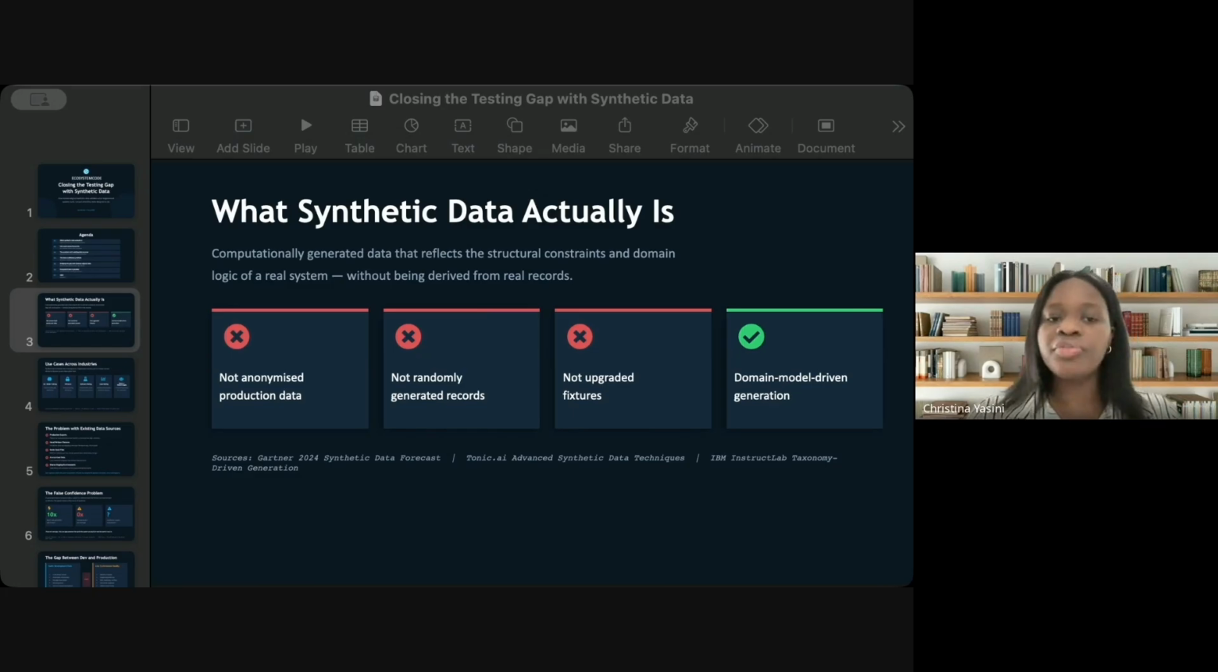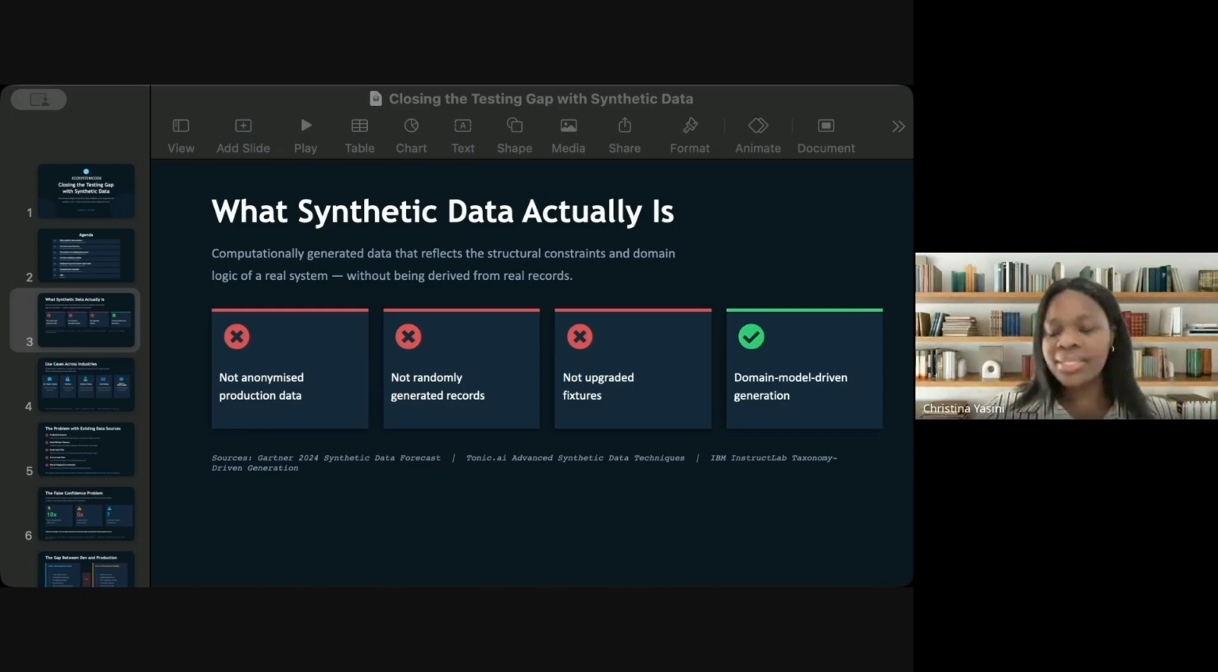So model-driven generation is one of the most relevant ones to ecosystem code, right? The synthetic data is generated directly from the domain model itself. And so what this means is that the entity definitions, the relationships, and the business rules that are used to design the system are what inform the synthetic data.